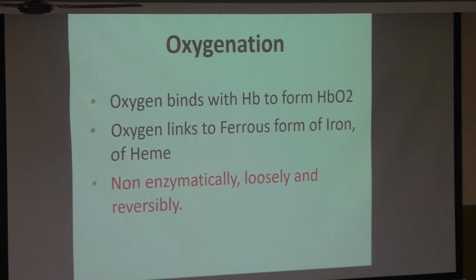The oxygen will bind to the heme part of hemoglobin to form oxyhemoglobin. It is oxygenation, binding to the ferrous form of the hemoglobin. It is non-enzymatic, loose, and reversible. This reversibility is also important, and that is how it can take the oxygen and deliver it wherever it is required.